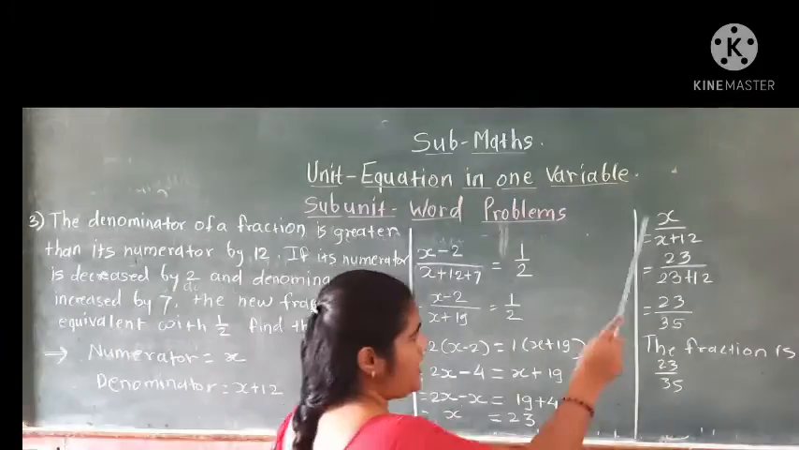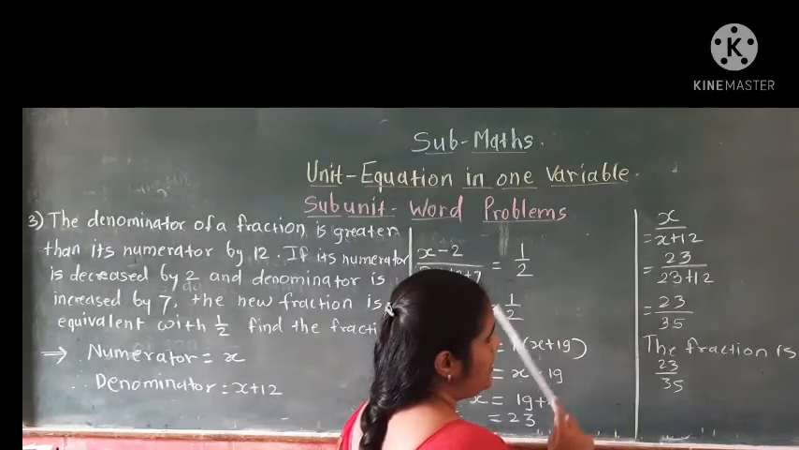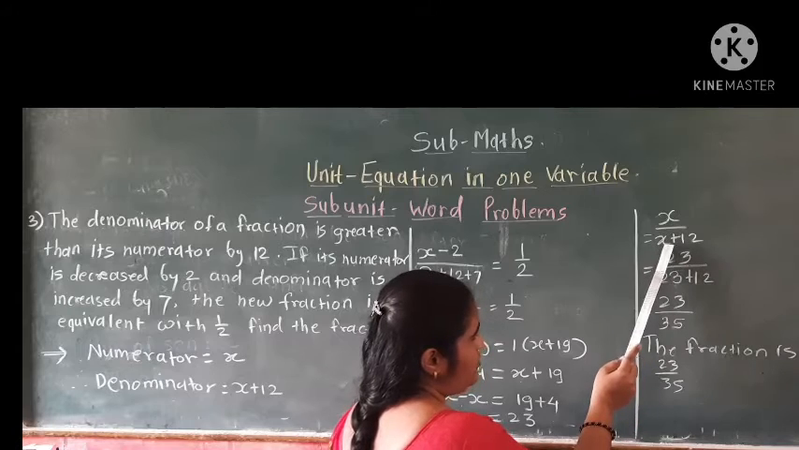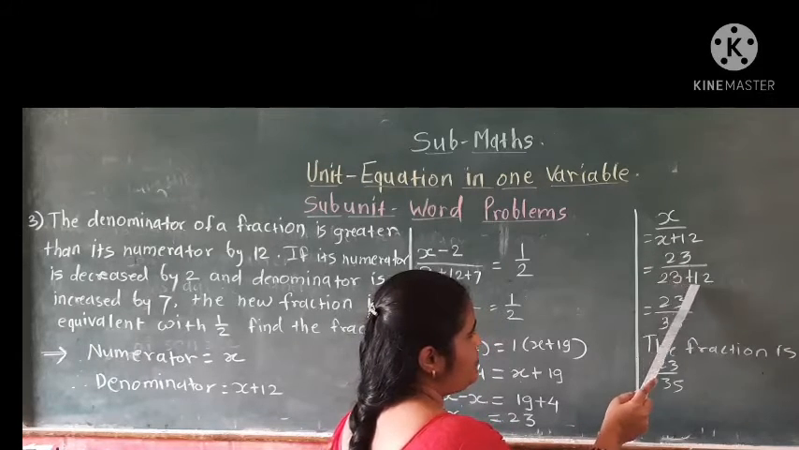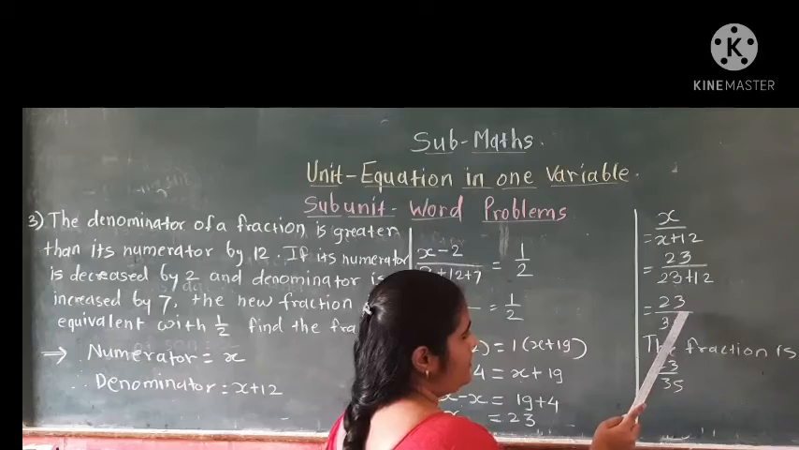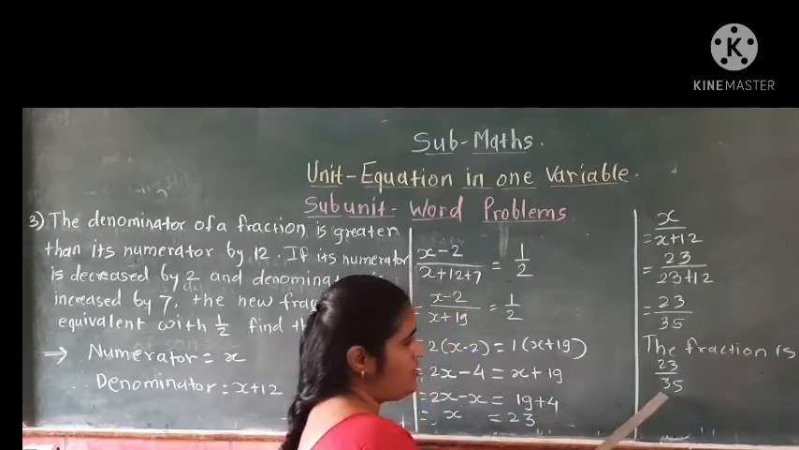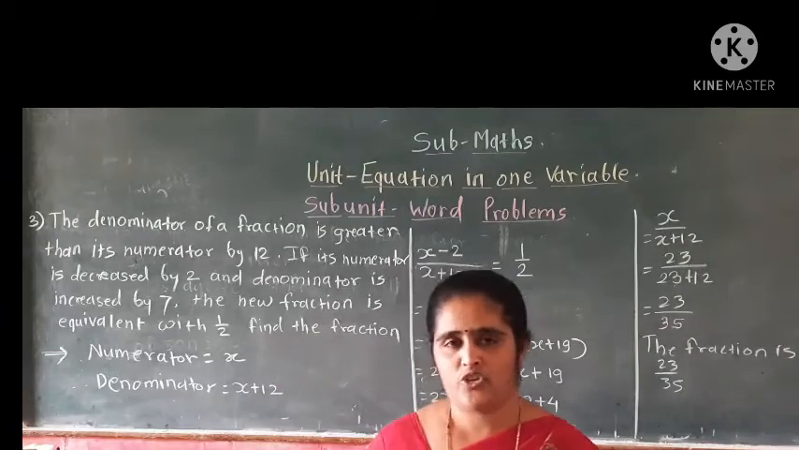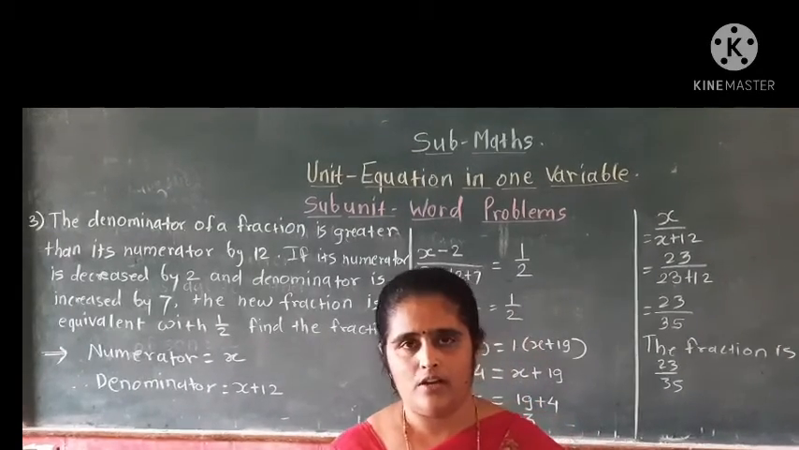Then the numerator is x and the denominator is x plus 12. Therefore we have to calculate x, that is 23. We add this value, 23 plus 12, then 23 divided by 35. It is the final answer, the fraction of the given example.